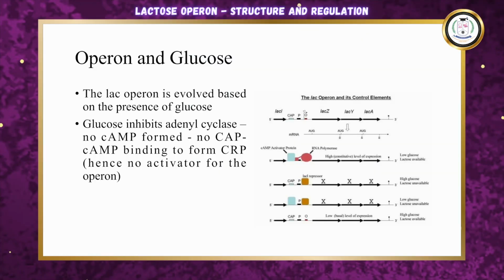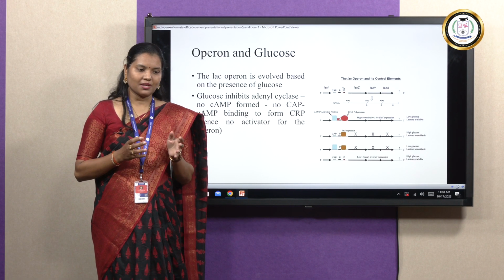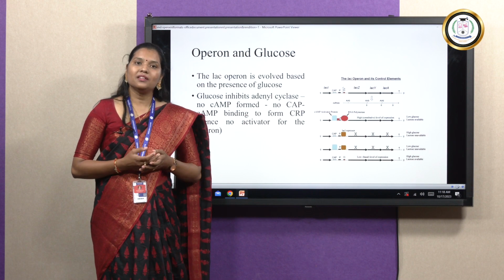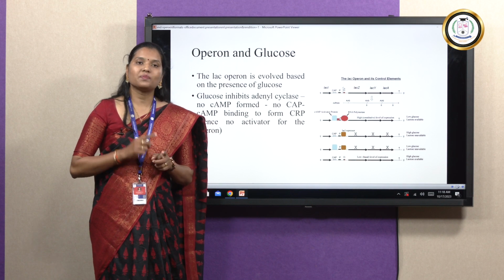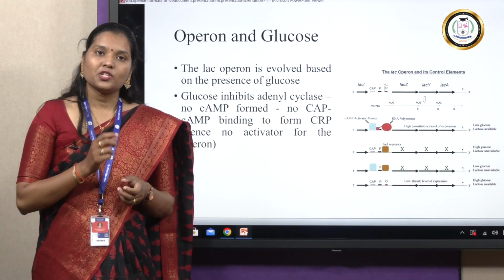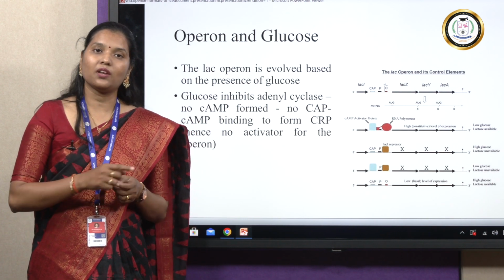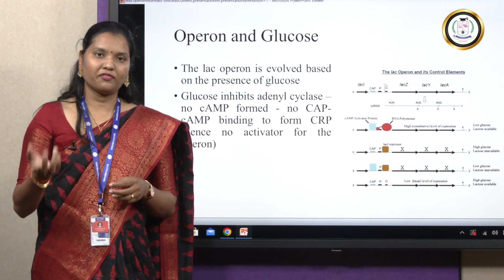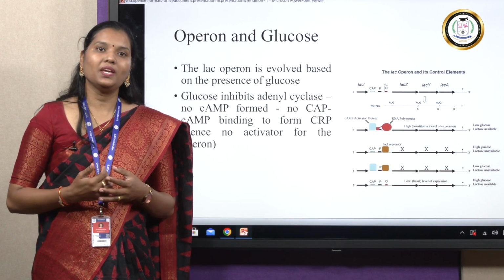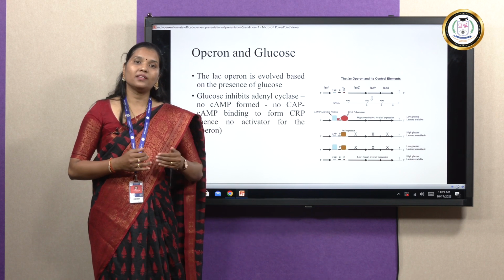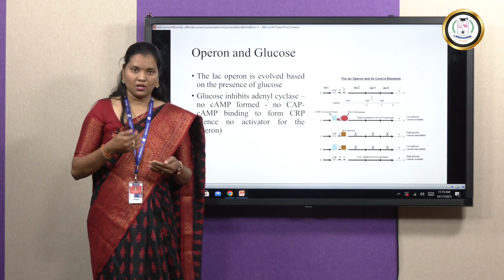So, operon and glucose. The entire lactose operon has evolved on the basis of the presence or absence of glucose, because glucose is the major inhibitor of the Lac Operon. Glucose inhibits the enzyme adenyl cyclase, which is responsible for producing cyclic AMP. So when cyclic AMP is not produced, the catabolite activator protein cannot bind to the cAMP, and then it cannot form the CRP and the operon cannot be activated. So the presence or absence of glucose will decide whether the operon will be active or not.